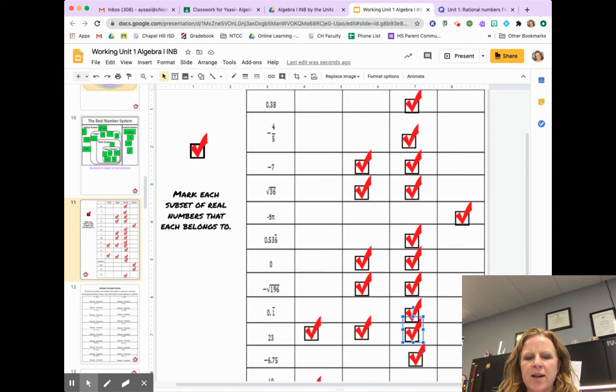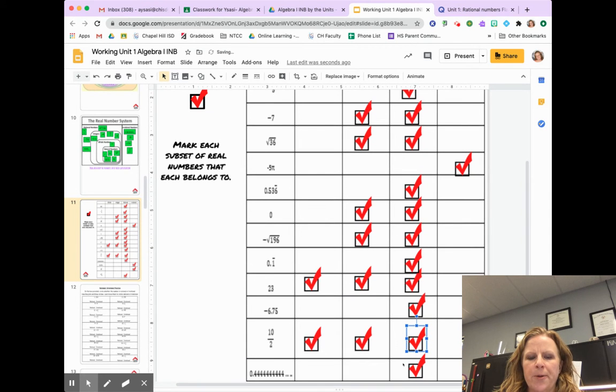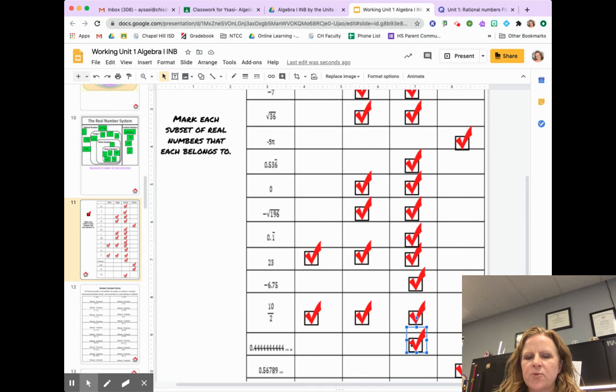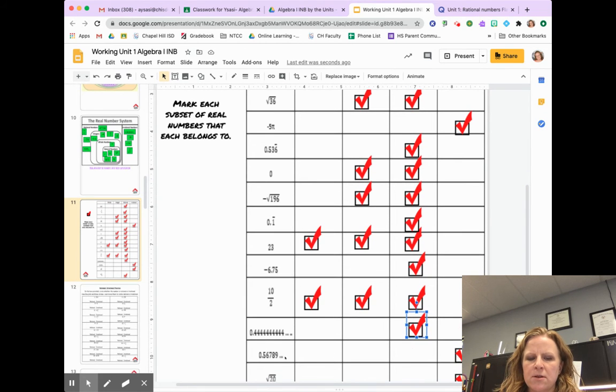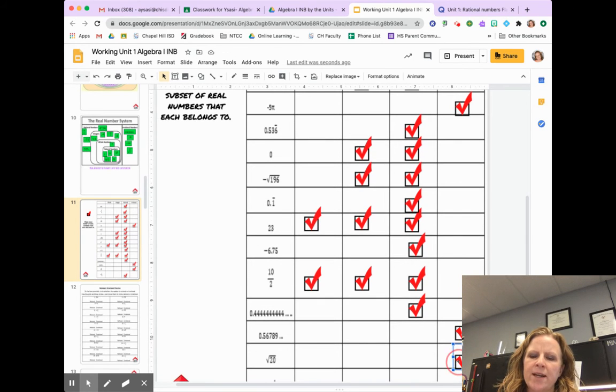-6.75 is rational. 10 over 2 is 5, so that means that it's rational, it's an integer, and it's a whole number. 0.4 repeating is rational. 0.5, 6, 7, 8, 9, that has no pattern, and it doesn't have a line on top, so it's irrational. Square root of 20, that is not a perfect square, so it's irrational.